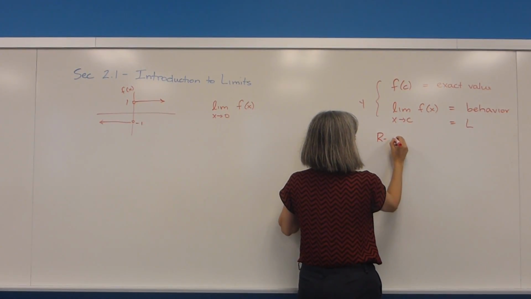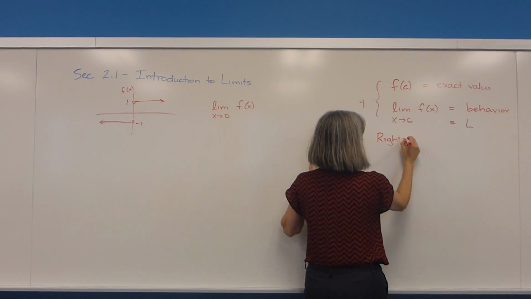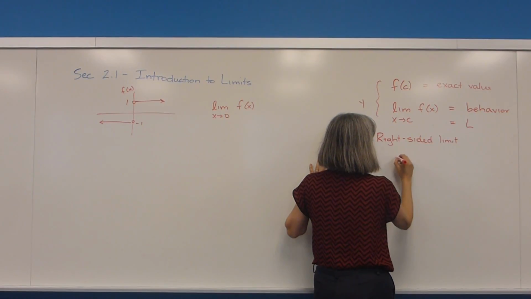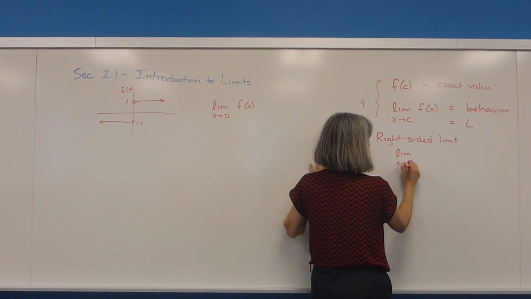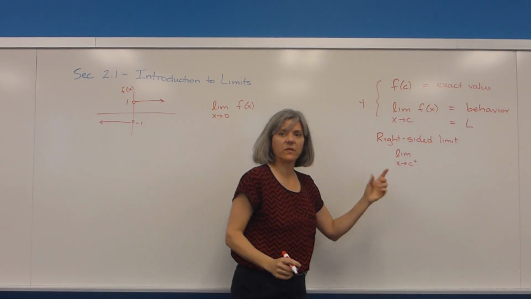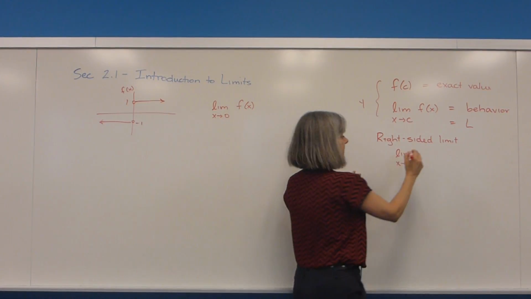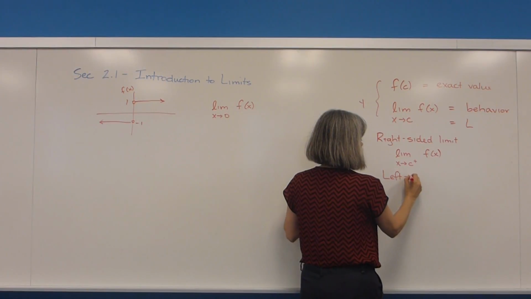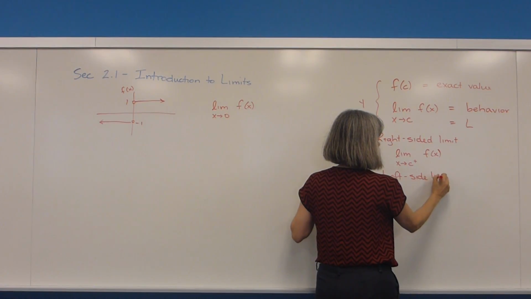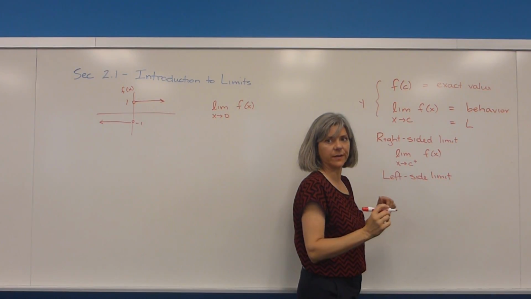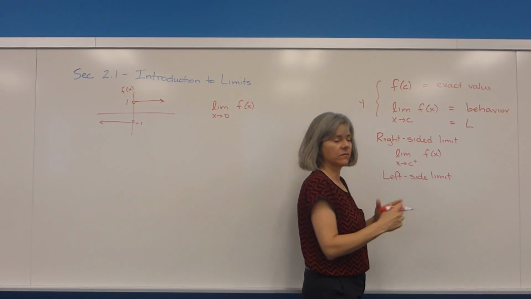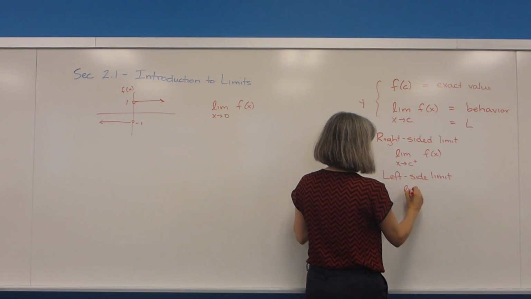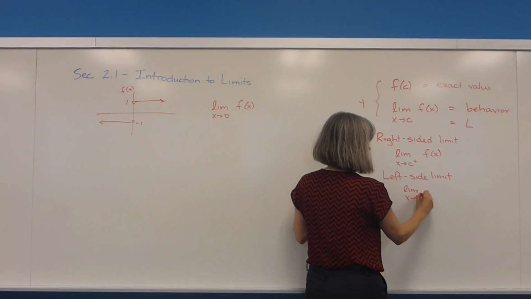So we have a right-sided limit. And we indicate that by a plus sign. I'm coming to the value from the plus side, the right side. And we have left-sided limits. What do you think we're going to use for that? A minus sign. Yeah. So we're going to say limit as x approaches c from the negative side.